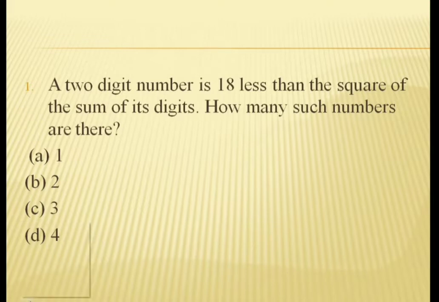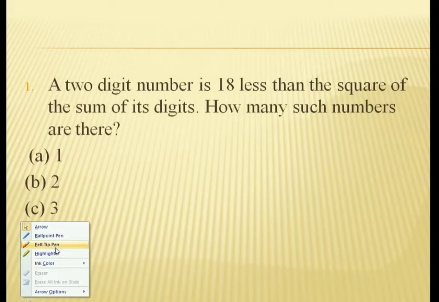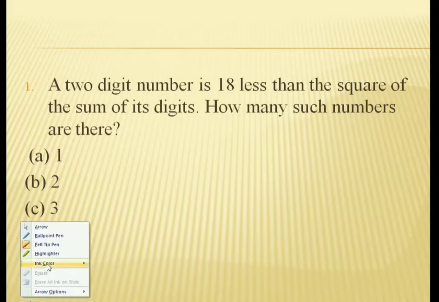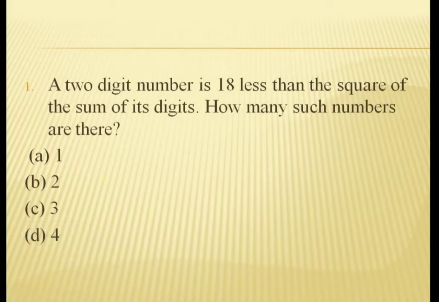A two-digit number is 18 less than the square of the sum of its digits. How many such numbers are there? Options are A 1, B 2, C 3 and D 4.